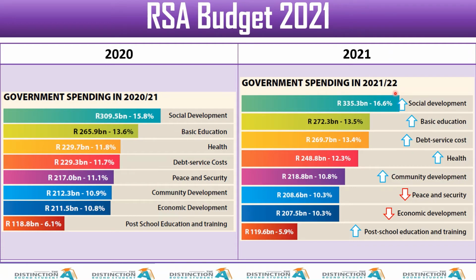So social development is actually receiving the biggest portion of our spending. Okay, then this here is education. Education is receiving 272 billion, which is 13.5% of the entire expenditure. Debt service costs, 13%. Health, 12.3%, 248 billion. It went up again, so all these went up.